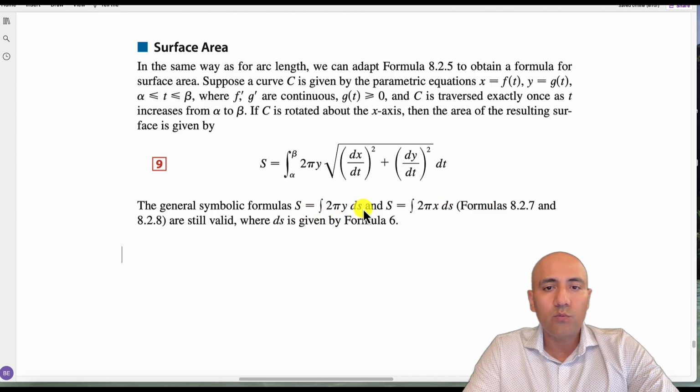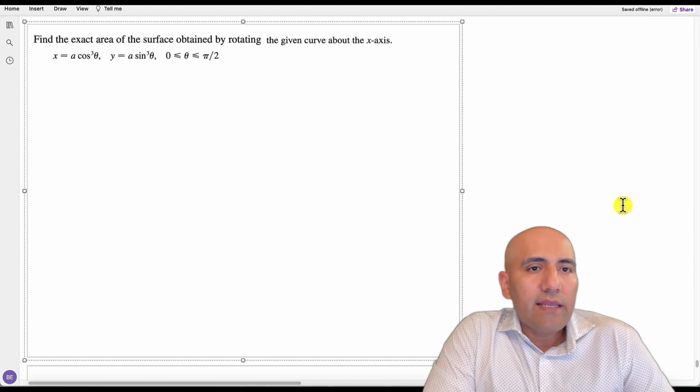Remember, we use this one when we're rotating about the x-axis, so we use 2 pi y, and when we're rotating about the y-axis, we use 2 pi x, and now we just need to find our ds, and so this becomes our new equation for ds.